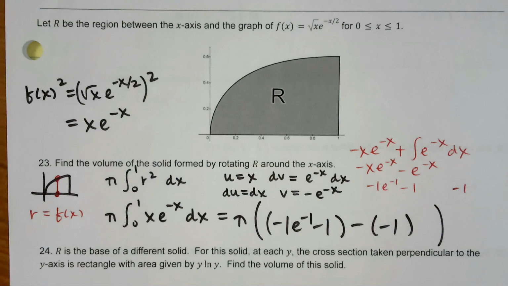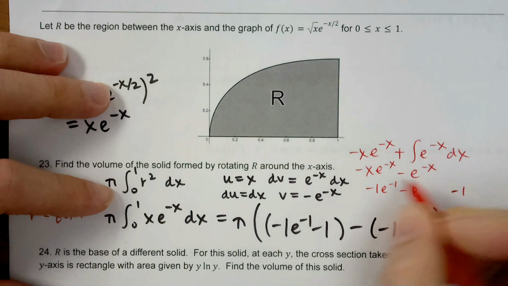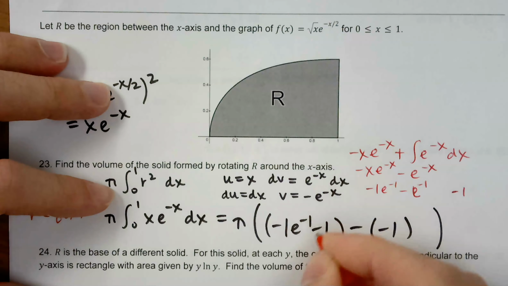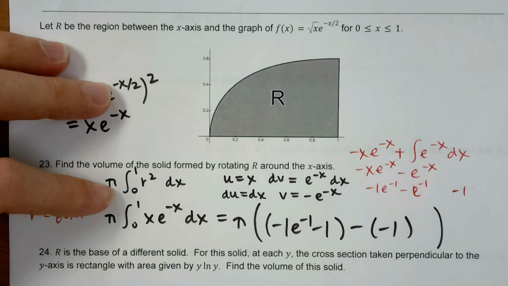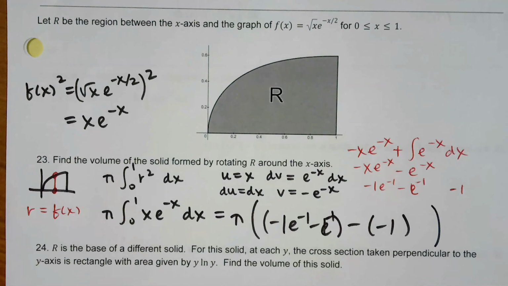Okay, I found it. It's right here. When I plugged in 1, that should be an e to the negative 1. So that would be minus e to the negative 1. And now that is a positive number. Have faith, we can run it through a calculator.